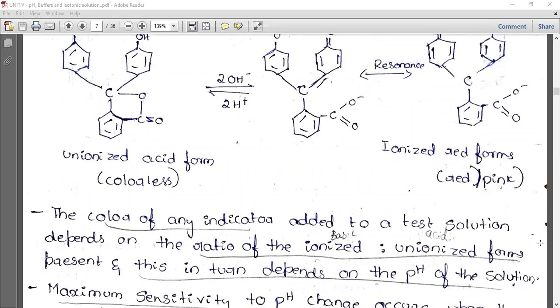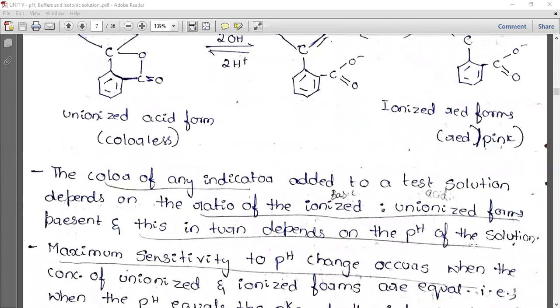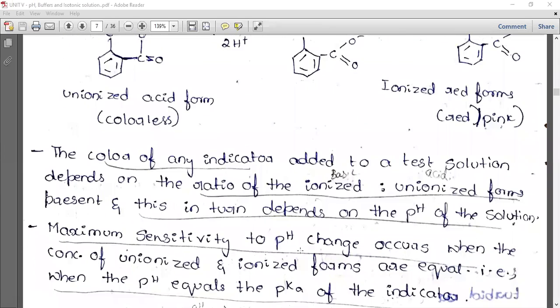As I told, in most cases the unionized form will be acidic, and on ionization it is the basic pH. So this in turn depends on the pH of the solution. That is, whether it is in the ionized state or unionized state depends on the pH of the solution. So we get maximum sensitivity to pH change when the concentrations of unionized and ionized forms are equal.